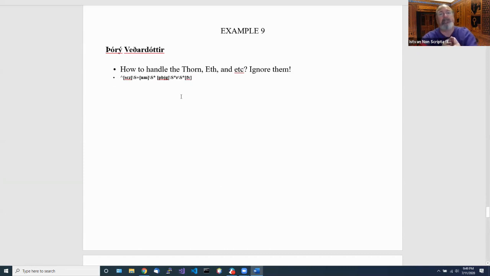Okay, this is what I really wanted to get to. We've got Thori Vetardartar. How do I handle the thorn? How do I handle the F? I don't. I ignore them.